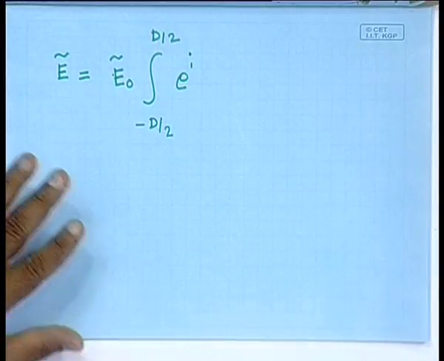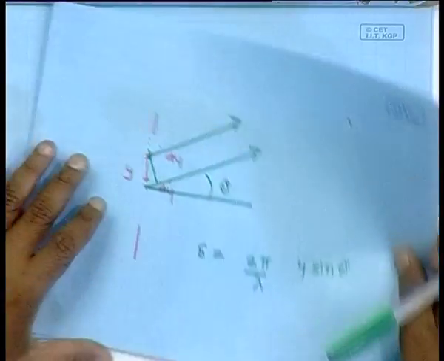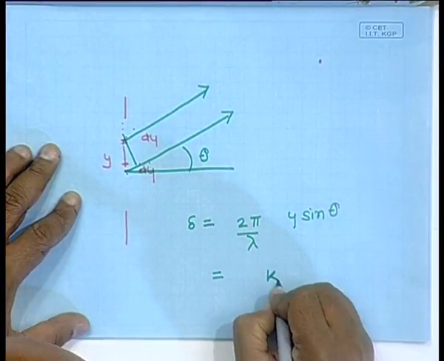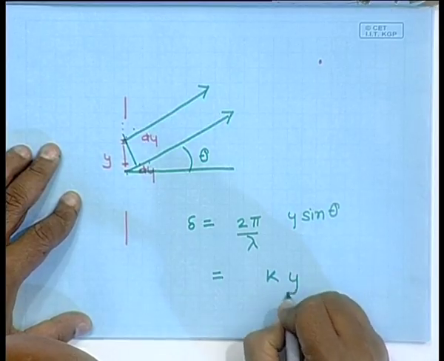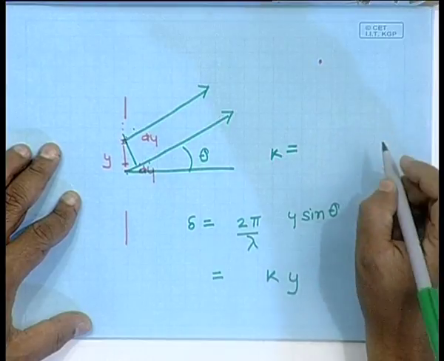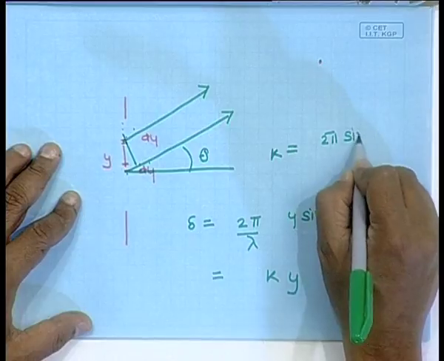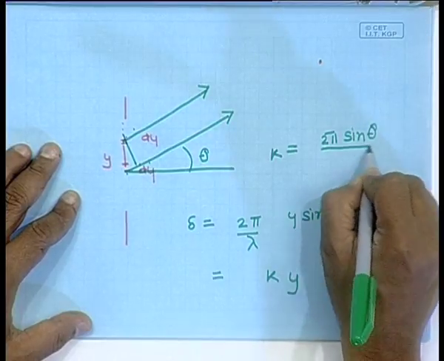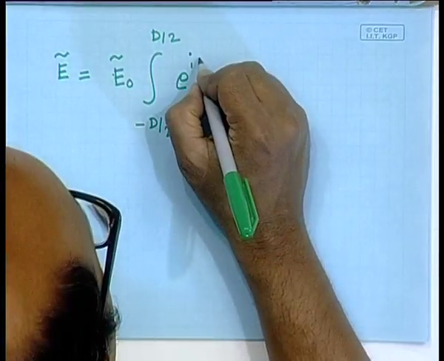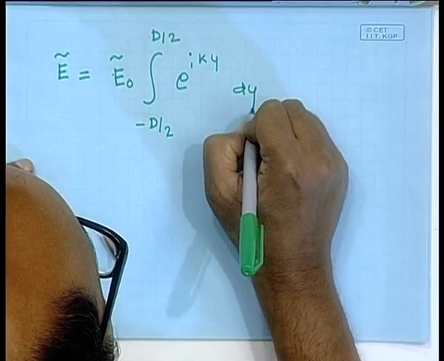and delta we see can be written as some k into y, where k you can see from here, k is 2 pi sin theta by lambda. So, we can write this as e to the power i k y dy.